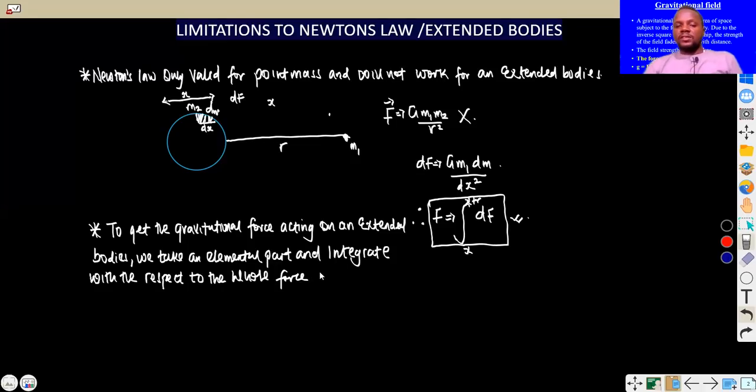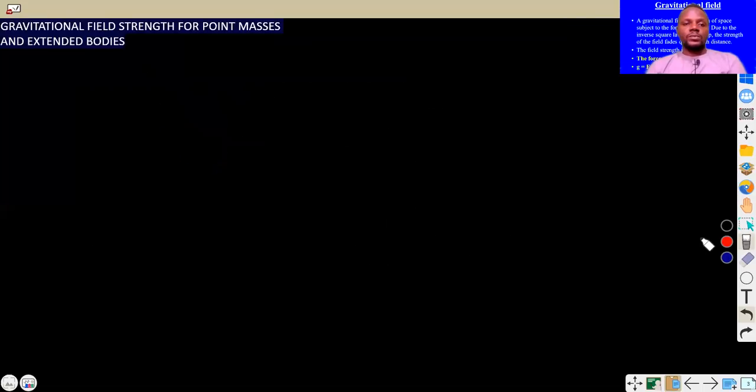So guys, this is the way we do this whenever we calculate for an extended body. We always take our limit of integration. And I hope I will be able to do that in illustration when we get to the other part of the syllabus. So we move on to the next slide, where we have gravitational field strength for point masses and extended bodies.